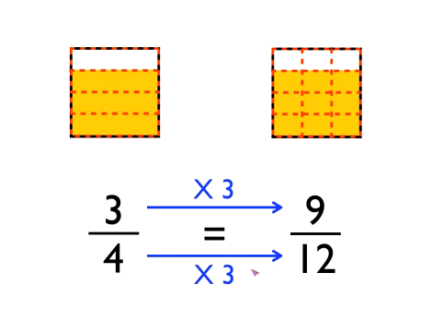If we times the top number by 3 to go from 3 to 9, we also have to times the bottom number by 3 and go from 4 to 12.